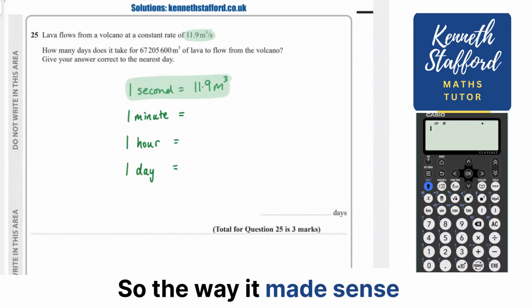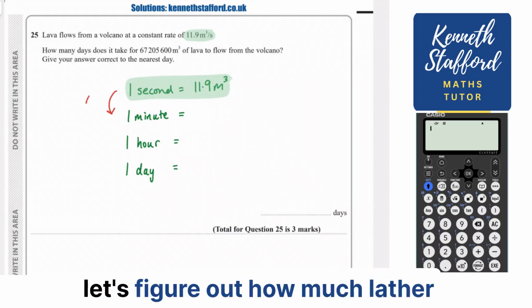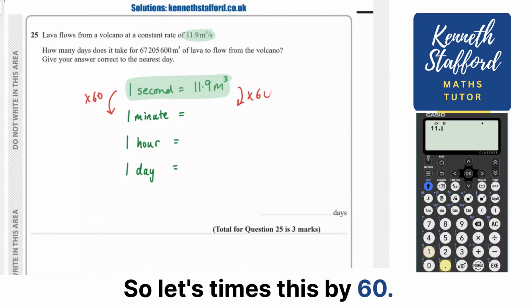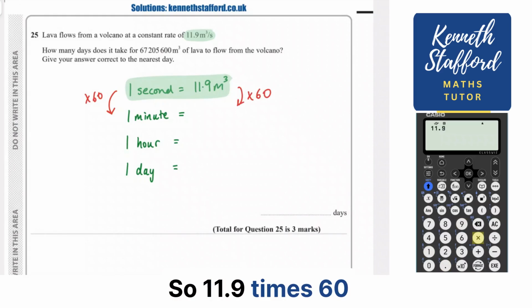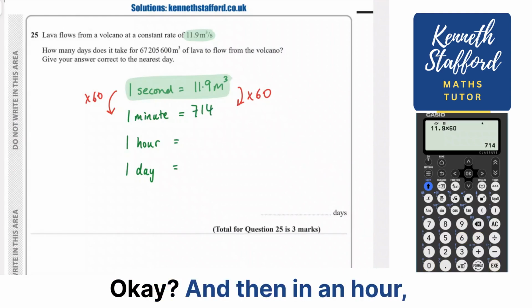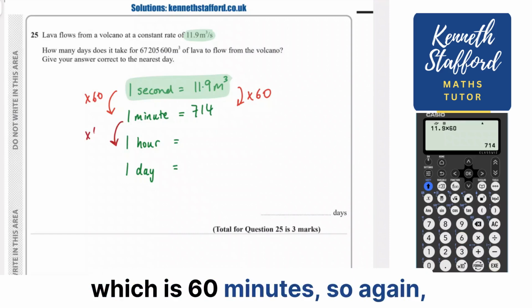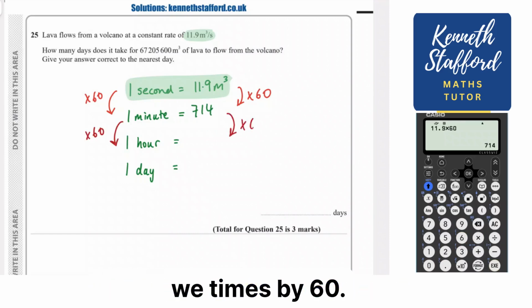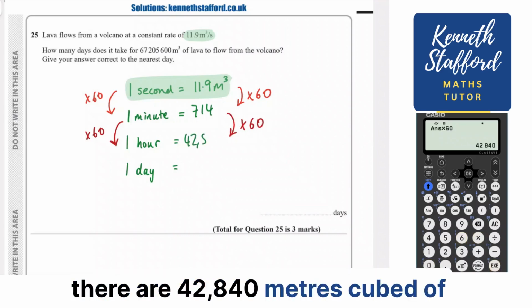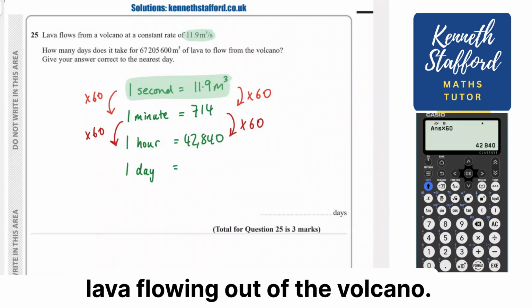So the way it made sense to me is, well, let's figure out how much lava in a minute. So in 60 seconds. So let's times this by 60. So 11.9 times 60 is 714 meters cubed. Okay. And then in an hour, which is 60 minutes. So again, we times by 60. So I'm going to times that 714 by 60. In an hour, there are 42,840 meters cubed of lava flowing out of the volcano.